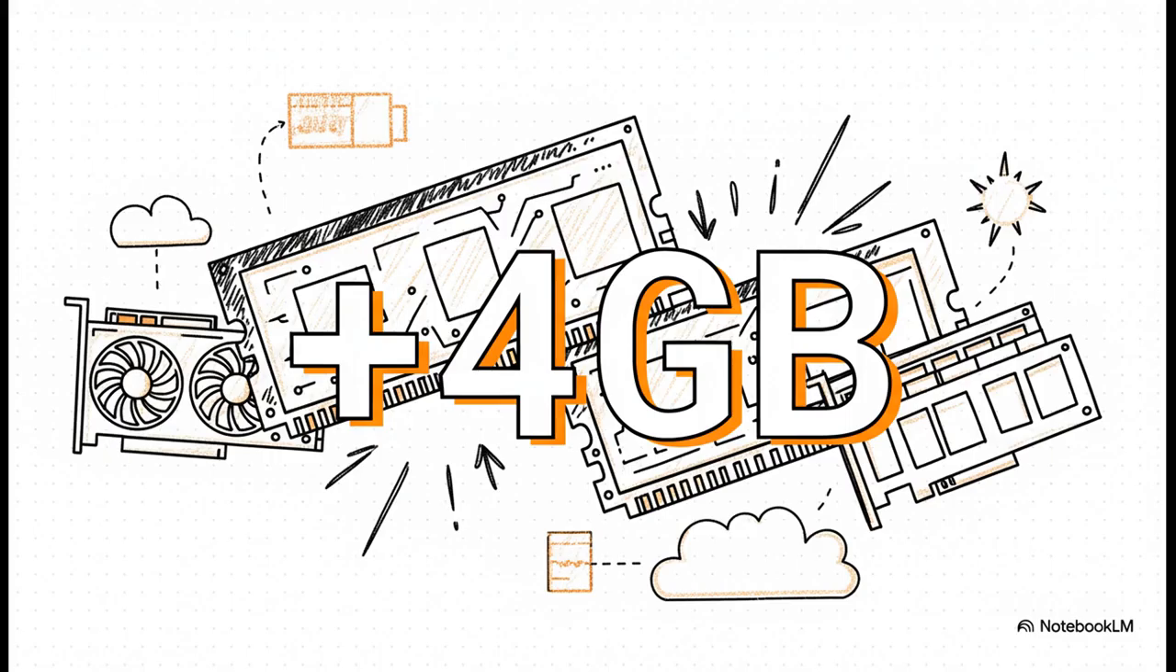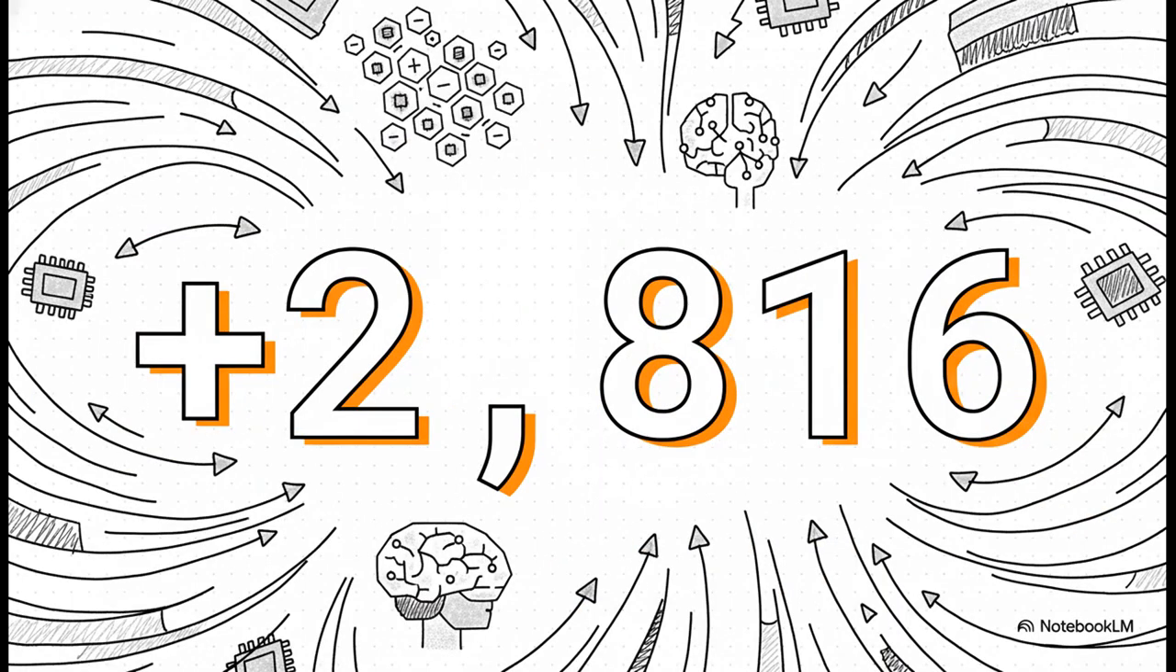Now, this next number, honestly, it might be the most important one for anyone doing serious AI work. The 5070 Ti gives you an extra 4 gigs of VRAM. You go from 12 gigs on the regular 5070 all the way up to 16. And let me tell you, when it comes to AI, VRAM is king. More memory means you can work with bigger, more powerful models and larger batches of data without everything grinding to a halt.